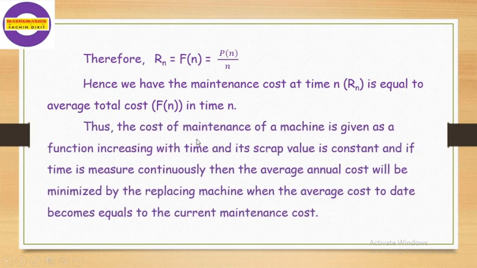Thus, the cost of maintenance of a machine is given as a function increasing with time and its scrap value is constant. And if time is measured continuously, then the average annual cost will be minimized by replacing the machine when the average cost to date becomes equal to the current maintenance cost. This is the first theoretical part.